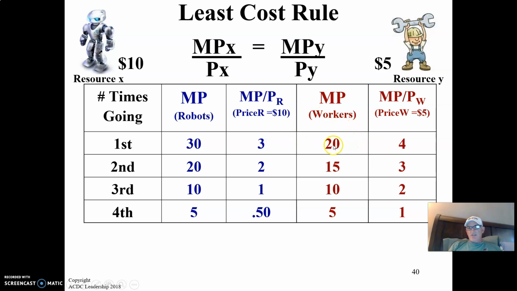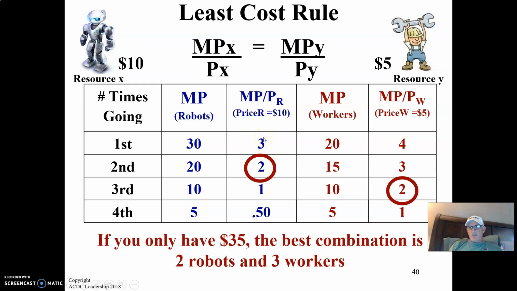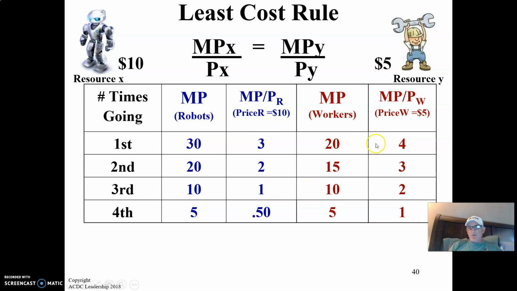Over here on the other side, the worker is producing 20. His wage is $5, so we're getting 4 units per dollar spent. If we compare those two to see which one is bringing us the most return, the worker is bringing us 4 units per dollar spent, and the robot is bringing us 3 units per dollar spent. So which one are we going to hire first?